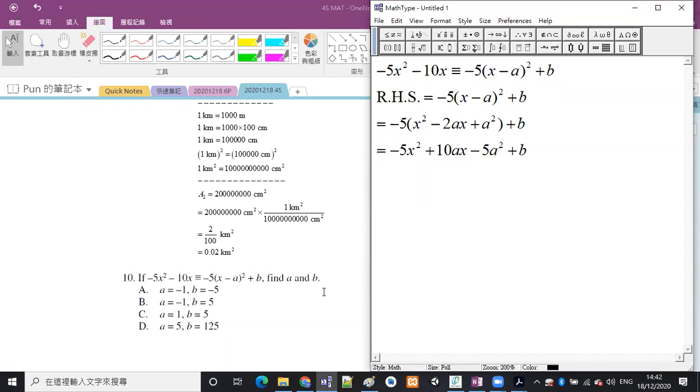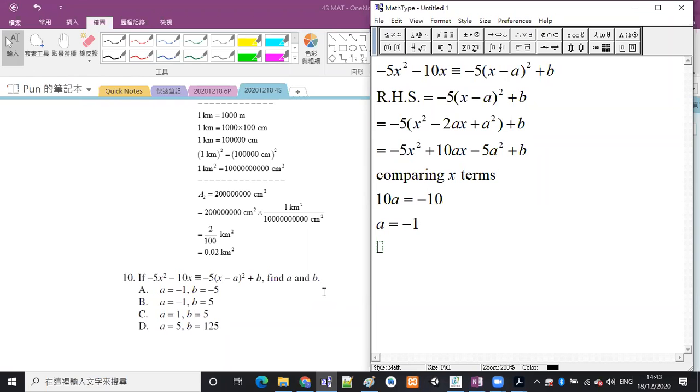And then comparing the like terms, okay? So we do not need to compare the square term because it did not involve any unknowns. Compare the x term. So we have 10ax on the right hand side. And then on the left hand side, we have negative 10x. So just compare, write down their coefficients. 10a should be equal to -10. So a is equal to -1.